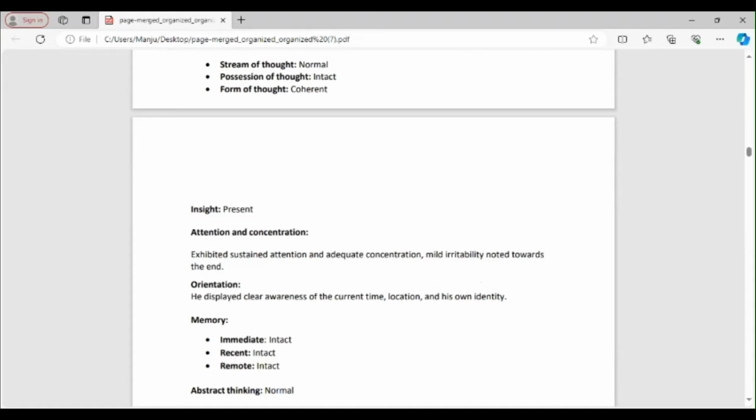Memory, all the three types, immediate, recent, and remote memory, are checked by asking questions related to these three. Abstract thinking, it is the thinking which goes beyond the concept of literal interpretations. So typically this is tested by asking the patient to tell the meaning of some proverbs or by asking them to solve some problem.